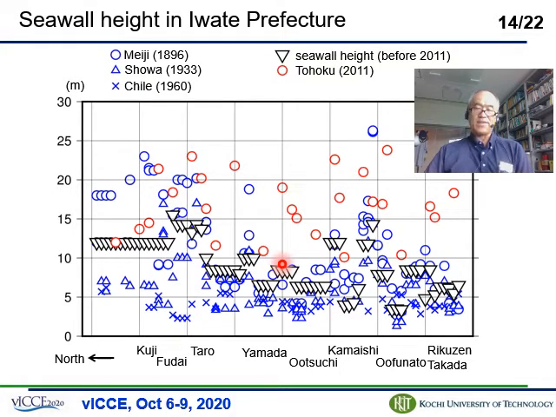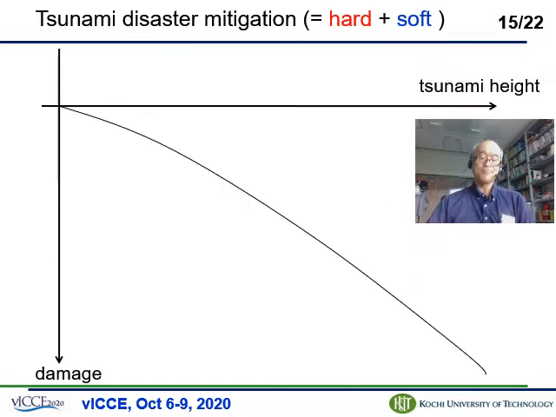Tsunami height data from the 2011 Tohoku tsunami is shown in red. They are mostly larger than the seawall height. The Japanese government decided to introduce a two-level design to accommodate the mega tsunami. In order to describe that two-level design, I'd like to use a schematic diagram.